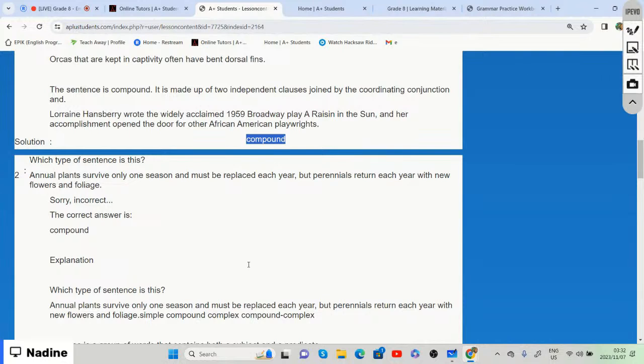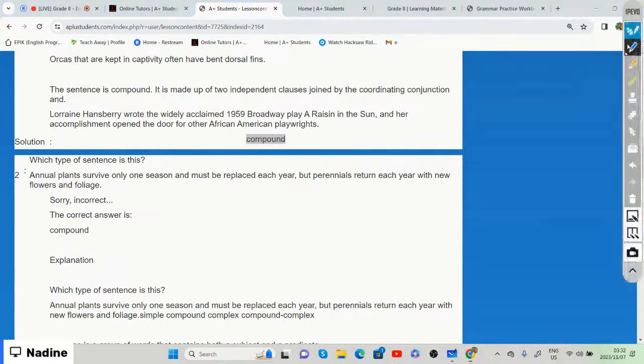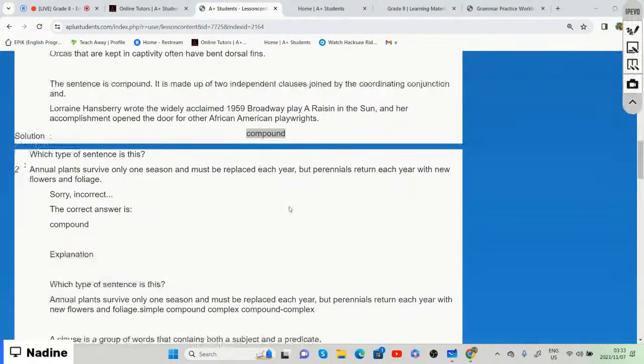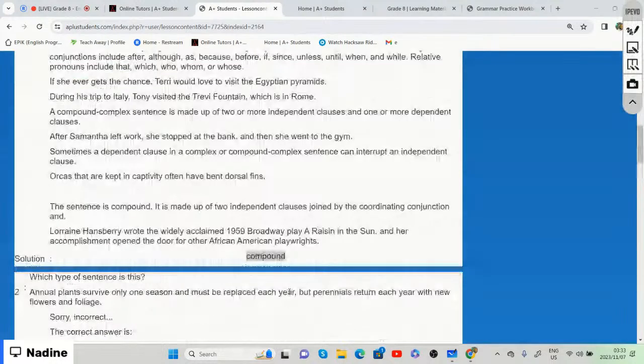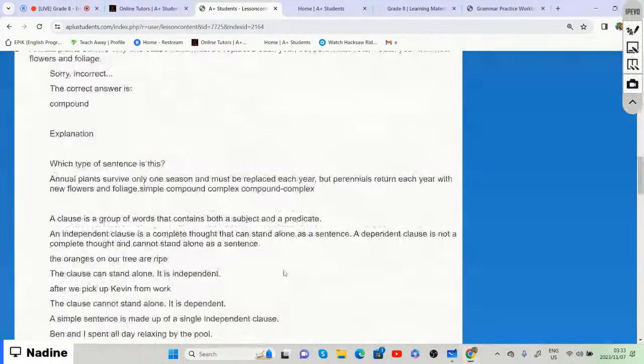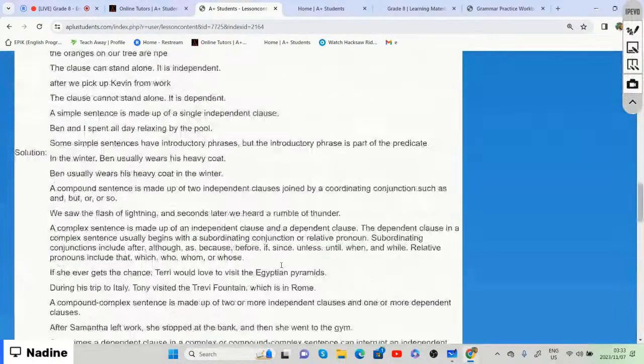And there we also have but. So which means that this is a compound sentence, and it's joined by the word but. And there we have it. Compound.